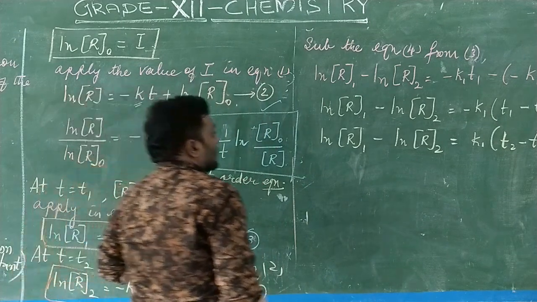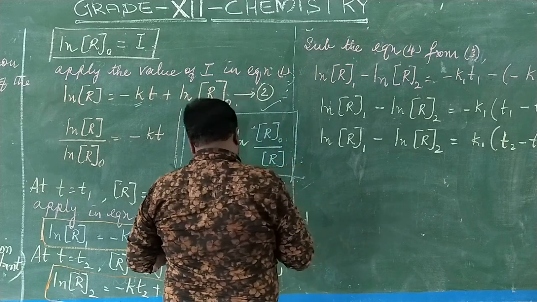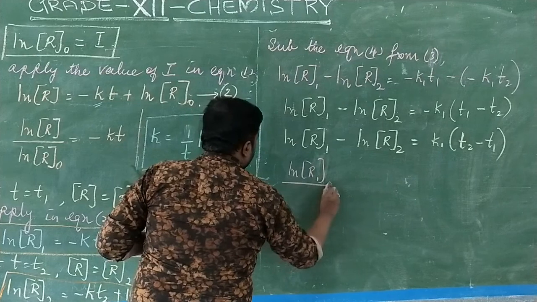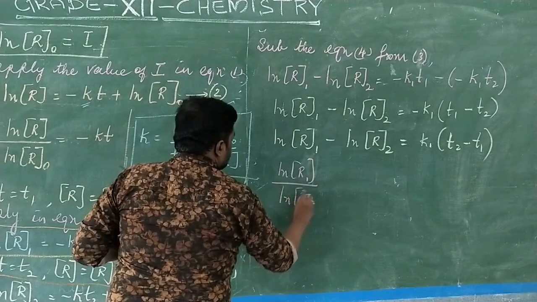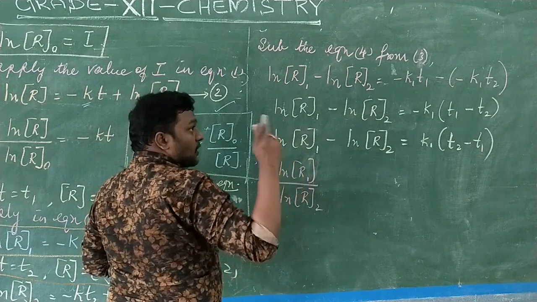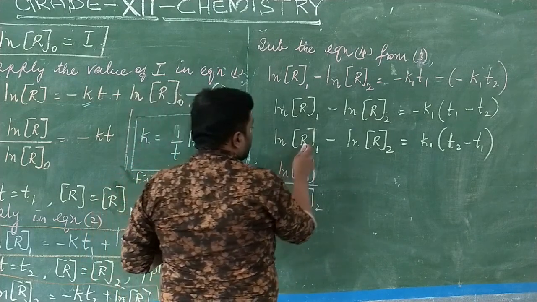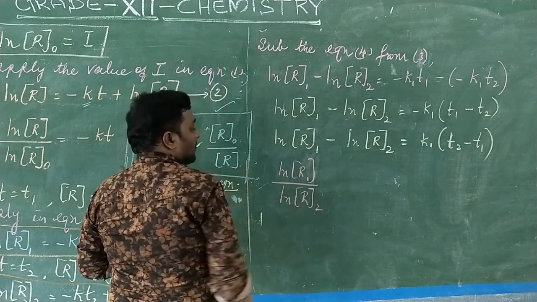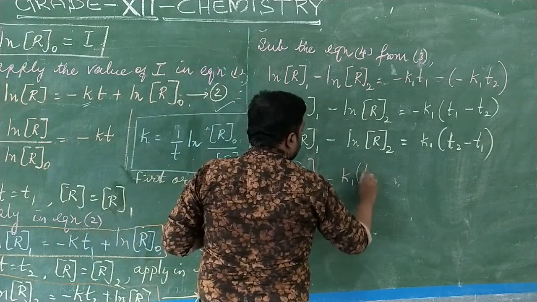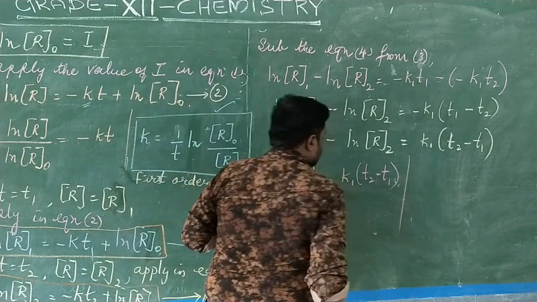Okay, so now what can we do? We can write like this also. Ln of concentration of R1 divided by ln of concentration of R2, because the logarithmic value of A minus B is equal to the logarithmic value of A divided by B. We would have studied exponents and radicals in maths. So ln of concentration of R1 divided by ln of concentration of R2 will be equal to K1 into T2 minus T1. So otherwise, how can we write this?